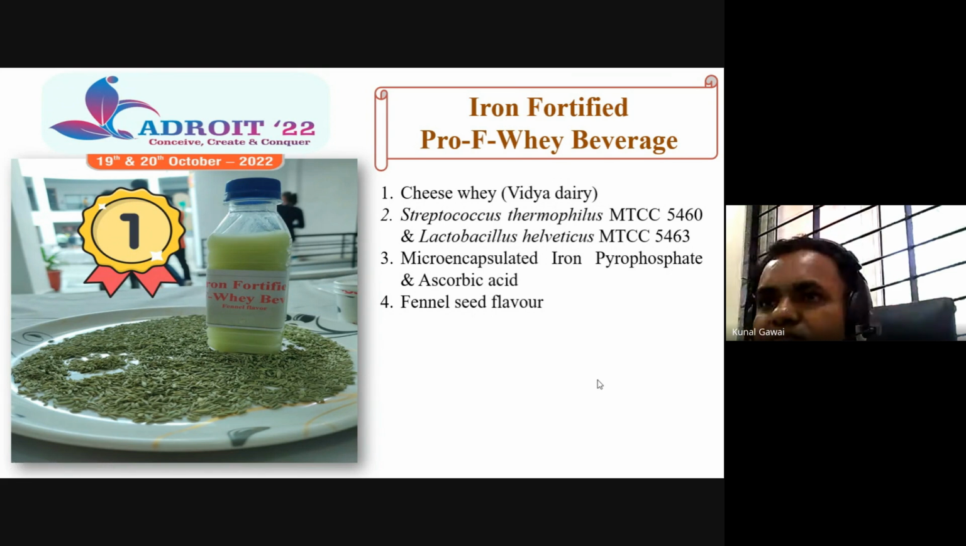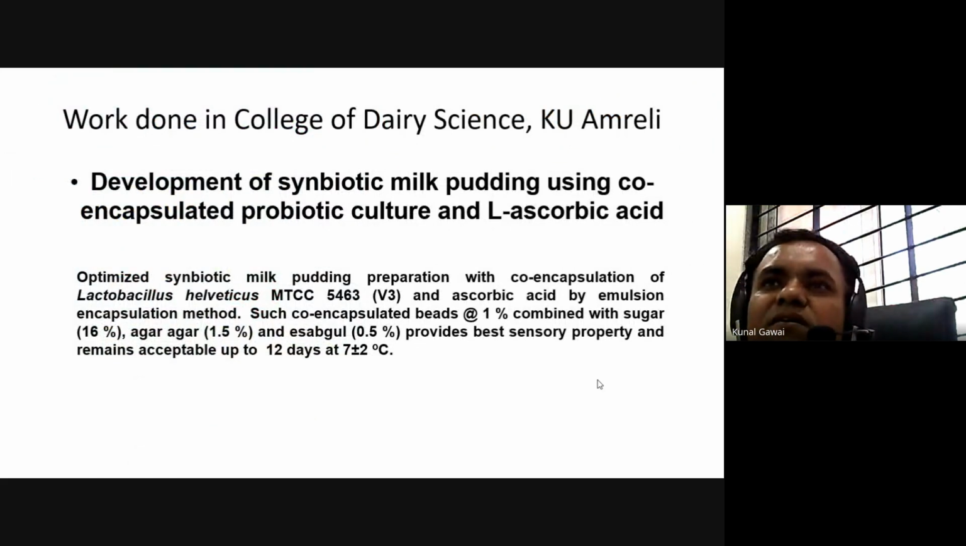This was one work we did initially, and in a later year we worked on the development of symbiotic milk pudding using co-encapsulated probiotic culture and L-ascorbic acid. For this we used Lactobacillus helveticus, the probiotic organism, and ascorbic acid. We performed this co-encapsulation by 2 methods, emulsification and extrusion, and the emulsion method was promising and showed good results. Finally we added such encapsulate in the preparation of the symbiotic milk pudding, and we standardized that product with optimum sugar 16%, agar powder 1.5%, isabgol 0.5%, and the product showed good sensory properties.